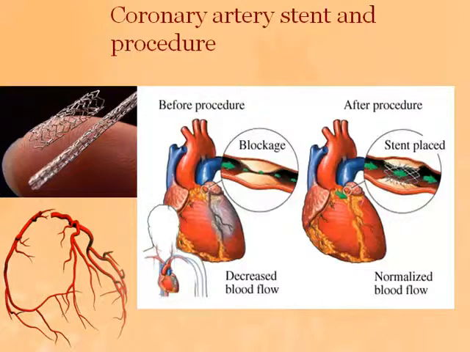You see on the left hand side two different kinds of coronary artery stents, and the image on the right hand side is basically showing the procedure. You see the blockage site when the blood flow is markedly compromised, and after the procedure and stent placement, the blood flow is restored.